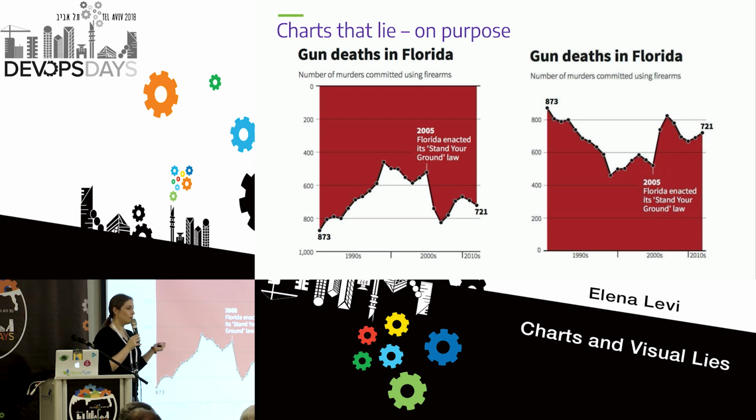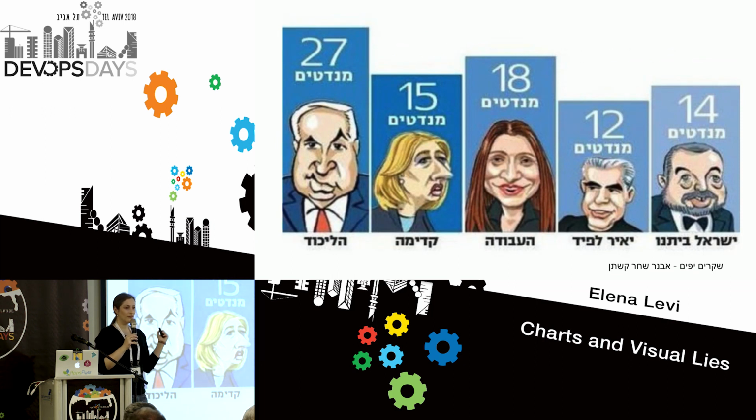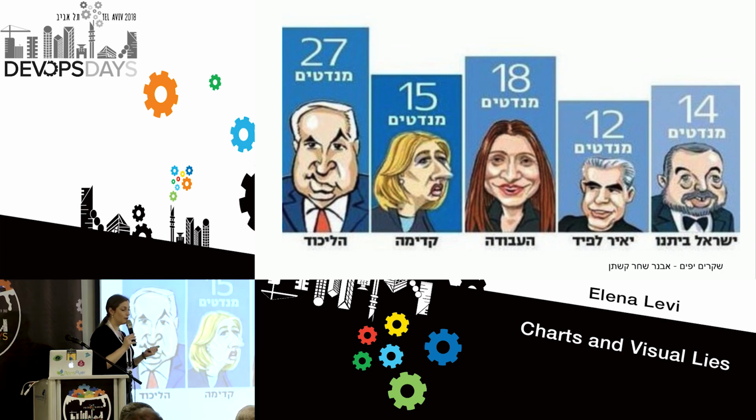Now, it's not only global, it's also local. This is a chart from 2012 from Maariv, one of the newspapers. And looking at this, I learned two things. One is that not much has changed since 2012. And the second thing is that 27 looks really close to 18 and 15. Looking at this chart, all the other guys have a really good chance, not bad.